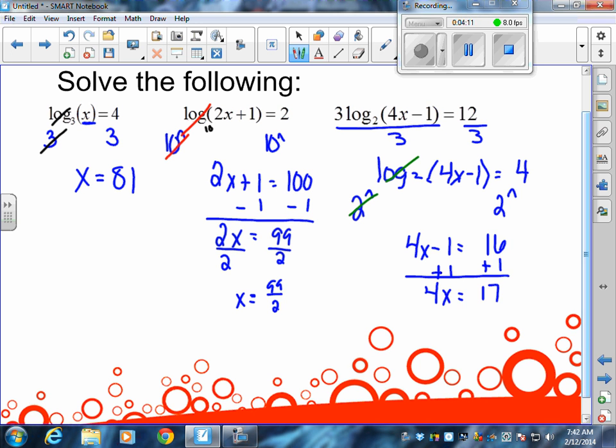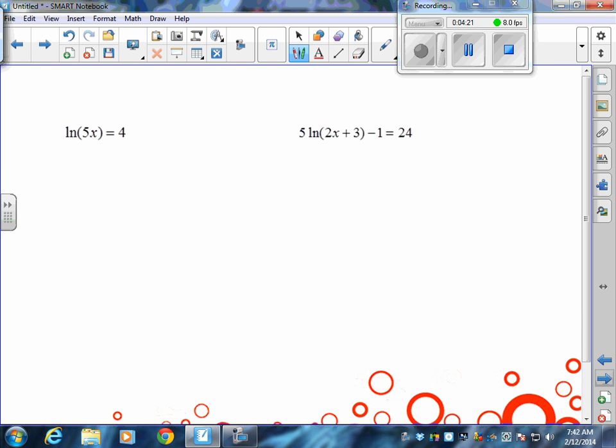4x would equal 17, and divide by 4. And again, just leave your answer as 17/4. So x is 17/4. Let's look at just a couple more, and then we'll do a word problem.